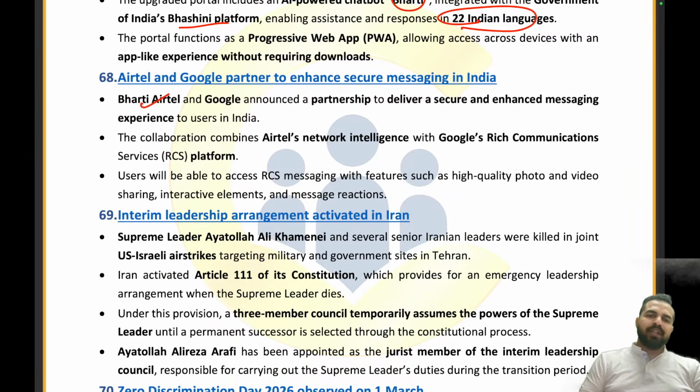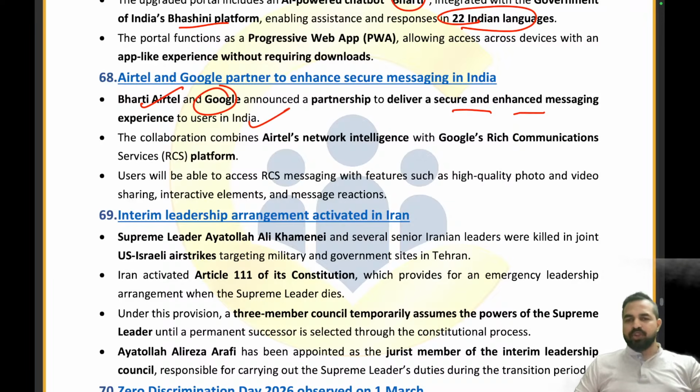Now my dear friends, Bharti Airtel and Google have joined hands to deliver a secure and enhanced messaging experience to the users in our own country. So Bharti Airtel will be using Google's Rich Communication Service platform, and it will be able to access RCS messaging with features such as high quality photo and video sharing. Clear? So there will be encrypted messages and secure messages.